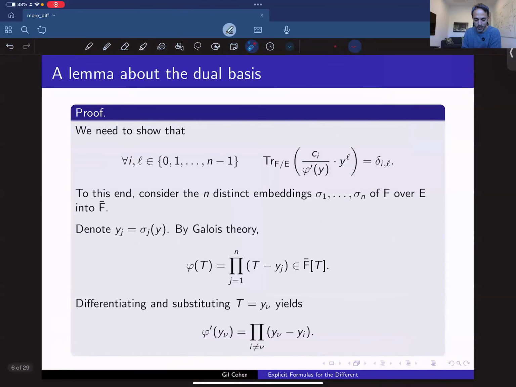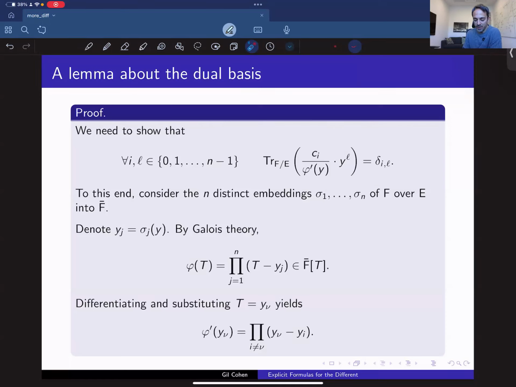So what we want to show is that for every i and l, if you take the ith element of what we claim is the dual basis, times y to the l, this is the ith element, this is the lth element, when you trace it, you should get 0 or 1 according to whether i equals l or not. Right, so this is the delta_il. It means that this is 1 or 0 depending on whether or not i equals l.